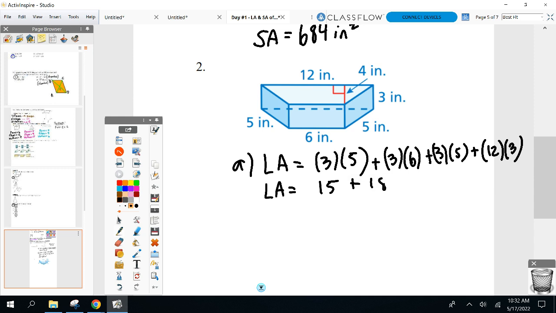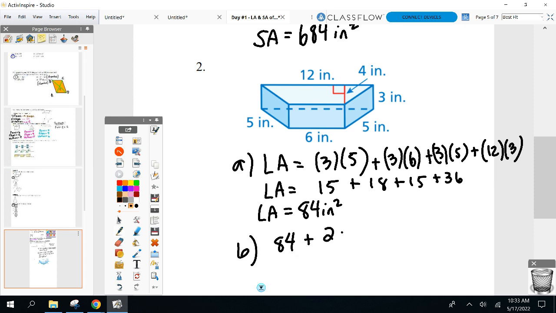We got 15, 18, 15, 36, 30, 66, 84. Yep. Okay. All good? Ready for surface area now. Put those trapezoids back on. So I got 84 already, plus 2 trapezoids at what area formula? 1/2 the height times base 1 plus base 2.